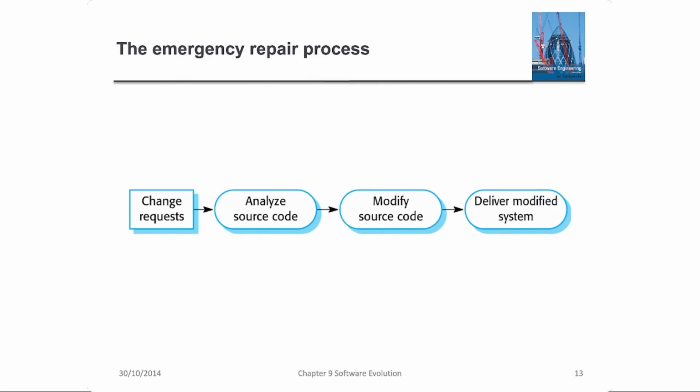Here, it starts with the change request, identifying what needs immediate attention. Then, once we know what needs our immediate attention, we can move to analyzing the source code, diving into the system to locate and understand the issue. Next is modifying the source code, where developers make necessary corrections swiftly and efficiently. Finally, we deliver the modified system, rolling out the changes to ensure the software is running smoothly again.